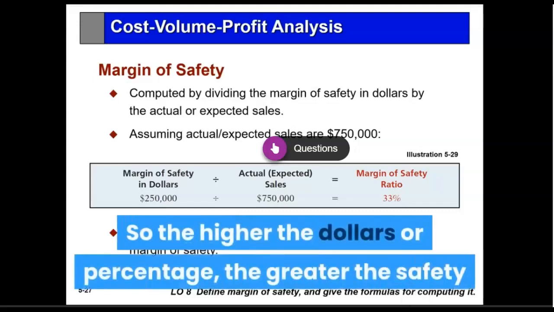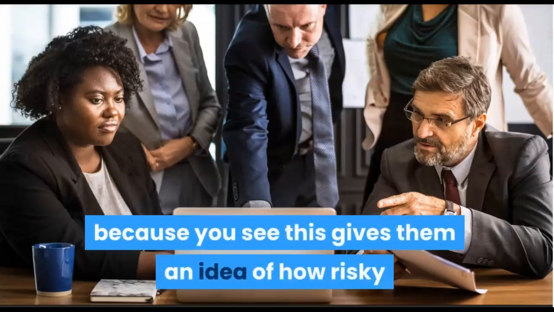So the higher the dollars or percentage, the greater the safety. And managers look at this, financial people look at it and they compare the margin of safety in one company to the margin of safety in another, because you see, this gives them an idea of how risky an investment would be.